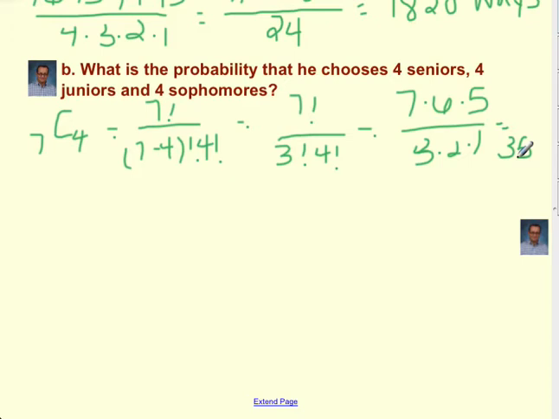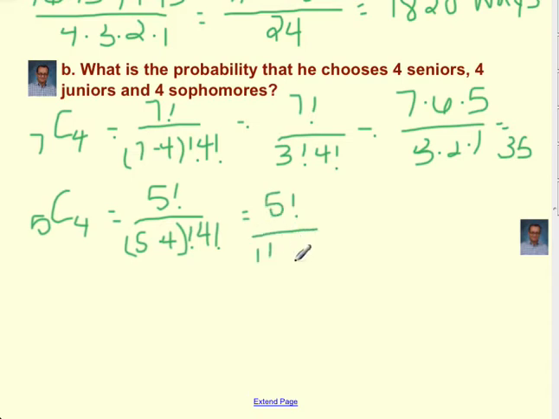Now I want to figure out the number of ways that we can choose juniors. So when we take a look at juniors, there are 5 juniors and we're choosing 4. So that's 5 factorial divided by 5 minus 4 factorial times 4 factorial. So we have 5 factorial divided by 1 factorial and 4 factorial. So because of that 4 factorial, everything from 4 on down is taken care of. 1 factorial is just 1. So really all we have left on top is just 5. So the number of ways that we can choose juniors is 5.